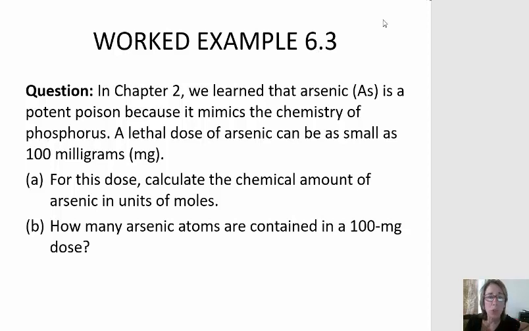You may recall from Chapter 2 that we learned that arsenic is a poison because it mimics the behavior or chemistry of phosphorus, and both elements are in group 5A. The lethal dose of arsenic can be as small as 100 milligrams, and worked example 6.3 asks us to calculate the moles in 100 milligrams as well as how many arsenic atoms are in 100 milligrams.